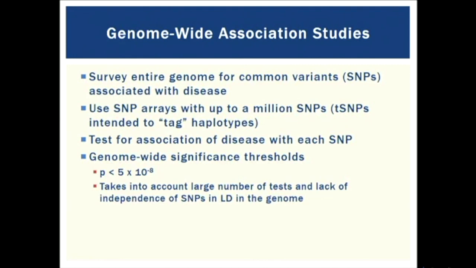And so when you do this, you need to have a very stringent significance level, and the standard now is to use p less than 5 times 10 to the minus 8 as the level of significance. This takes into account the huge number of SNPs you're testing one by one, and also the lack of independence of SNPs that are tightly linked to each other in the genome.